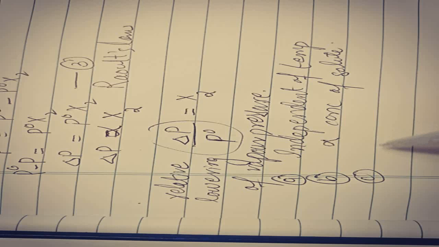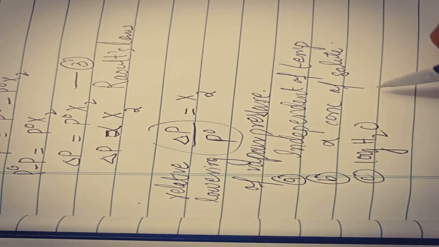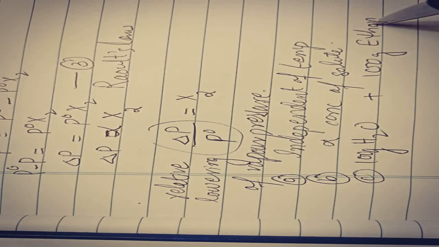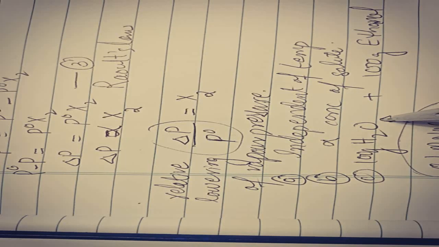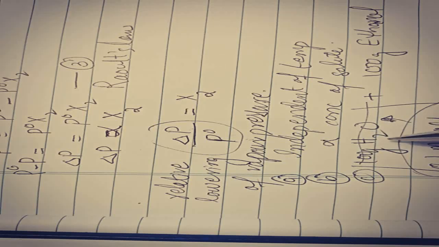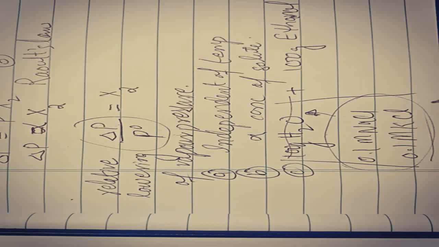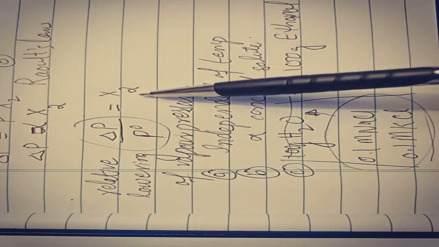It means that if you take 100 ml of water, it's better to take in grams, 100 gram of water plus 100 gram of ethanol, and you add 0.1 molar sodium chloride and 0.1 molar potassium chloride into the water separately. Both sodium chloride aqueous solution and potassium chloride aqueous solution will have the same value of this relative lowering of vapor pressure when the solvent is constant. But if you replace the water with ethanol, you will get a different value of mole fraction or different properties.